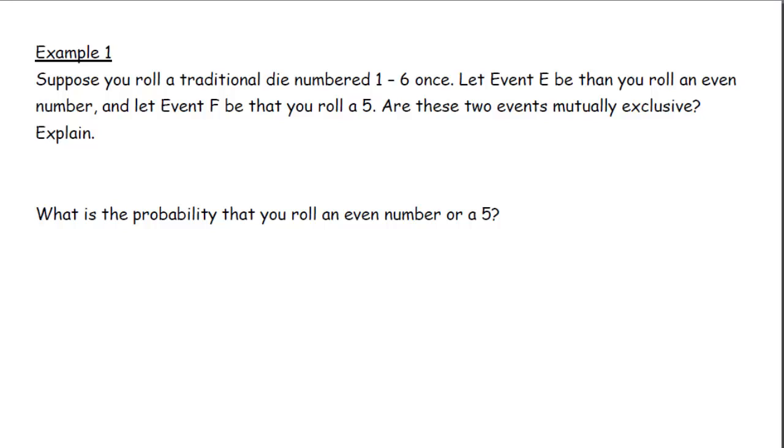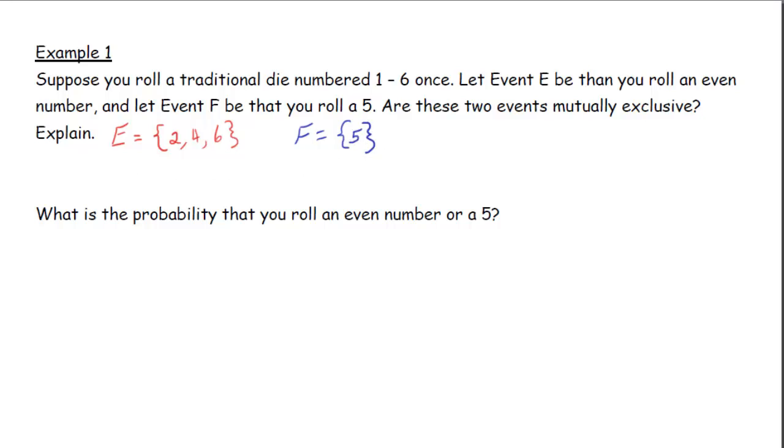Suppose you roll a traditional die numbered 1 to 6 once. Let event E be that you roll an even number, and let event F be that you roll a 5. So I'm going to denote this E. I'm going to write out my sample space. So if I roll an even, well, I could get a 2, a 4, or a 6. Now I'm going to let event F be that I roll a 5. Well, there's only one option there, it's a 5.